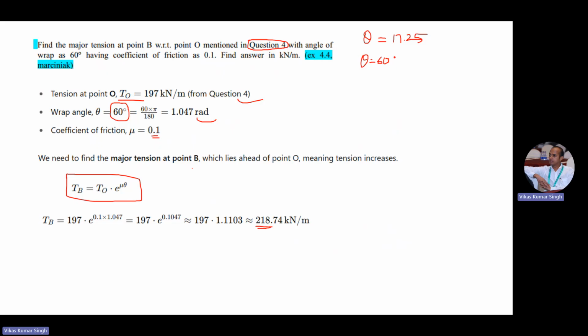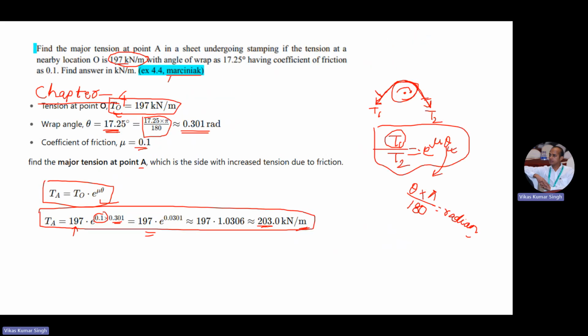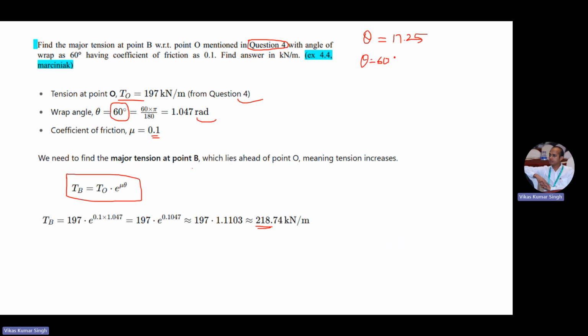So here theta is higher, and in the previous case theta was lower. In the previous case it was 203, which was lower than what we are now getting, 218. So it is directly proportional to, you can say, the theta value. If theta changes, this value will also change. I hope this is clear, because this was a very simple question. All are from assignment number 4.